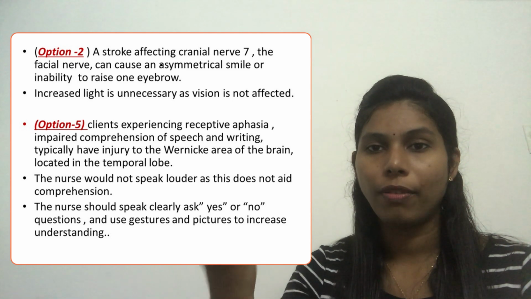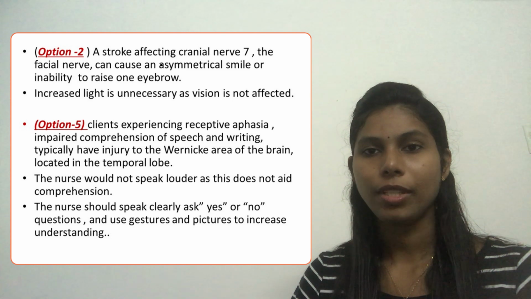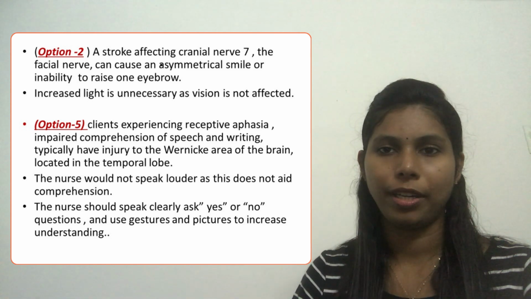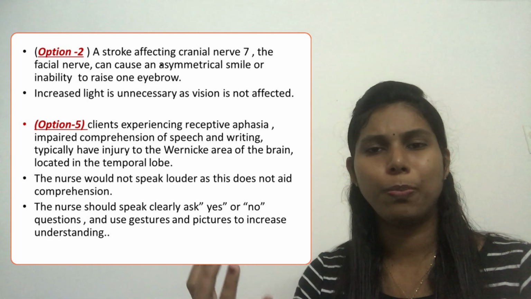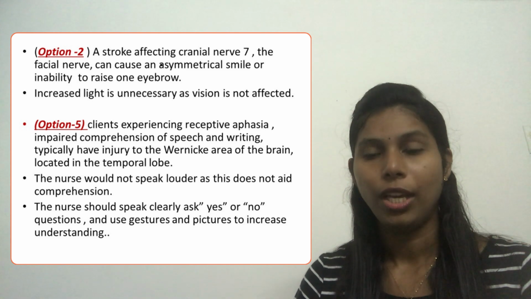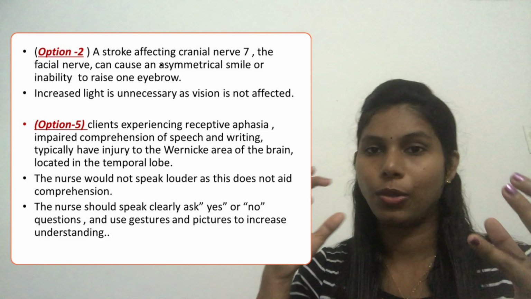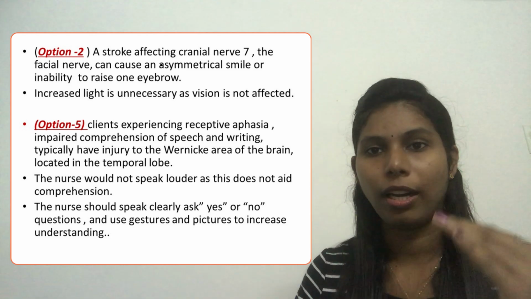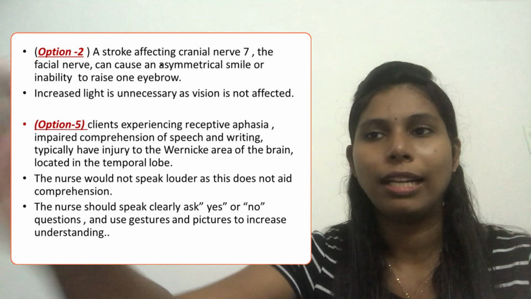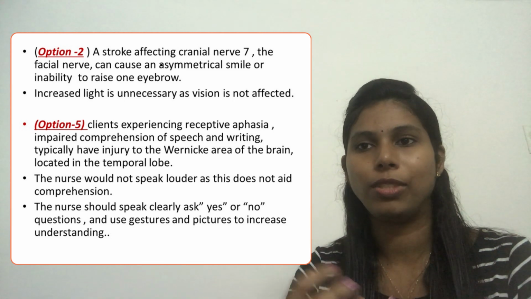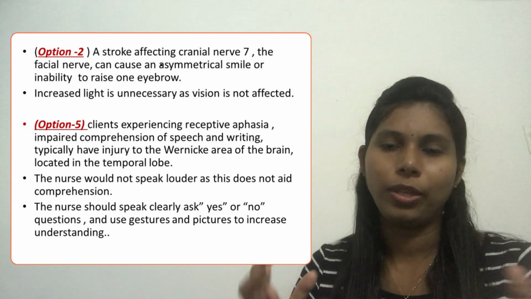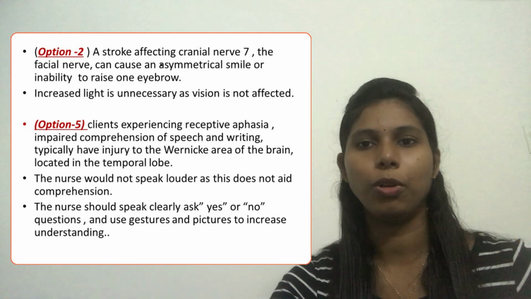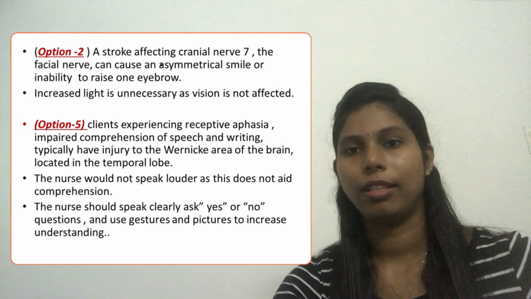So the client who has receptive aphasia might have impaired language understanding or speech processing. But there is no need to speak louder in front of them. Instead, the nurse should ask yes or no questions, speak very clearly, and help the client follow what the nurse is saying with the help of some gestures and pictures to increase understanding. That is the best intervention the nurse can perform for a client with receptive aphasia.